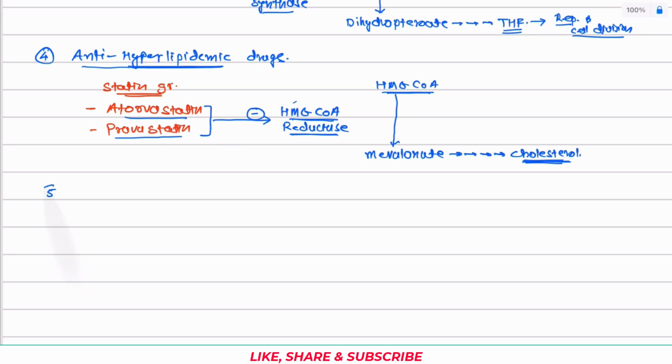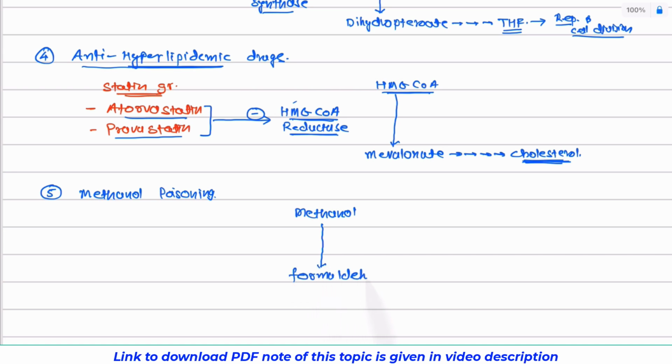The fifth example is about methanol poisoning. See what happens in case of methanol poisoning. Methanol itself is not that toxic, but what happens in our body is that this methanol is converted to formaldehyde. This formaldehyde is actually a very toxic substance, and this conversion from methanol to formaldehyde is brought about by the enzyme alcohol dehydrogenase.